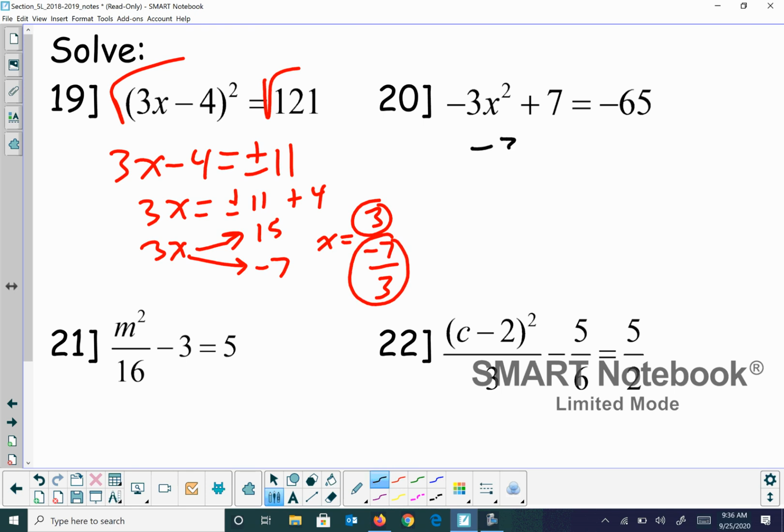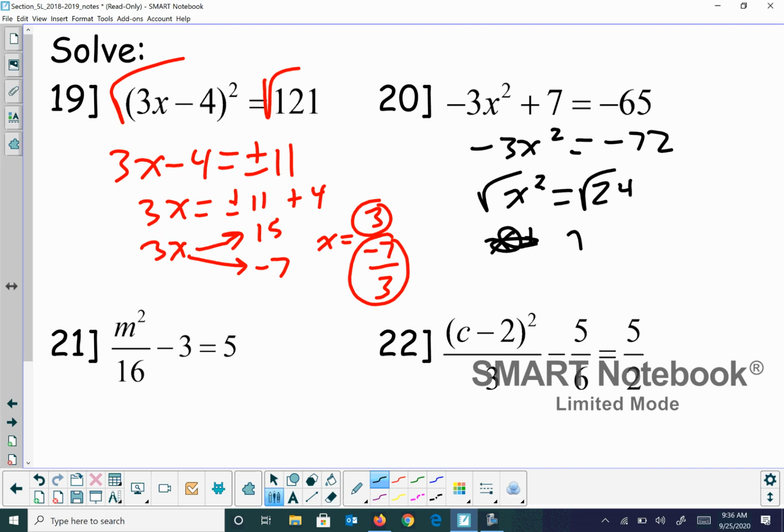Next problem, I'm going to subtract 7 from both sides first. So I'm going to get negative 72. Divide both sides by negative 3. So I'm going to get positive 3 goes into there 24 times. Okay, because I divided by the negative. Take the square root. Don't forget the plus or minus. Oops, I'm writing too much. 24 breaks down to 4 and 6. That's the biggest perfect square. So plus or minus 2 root 6 is this answer.